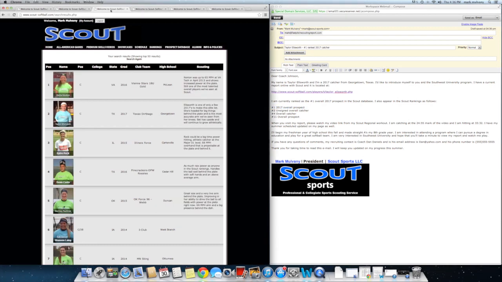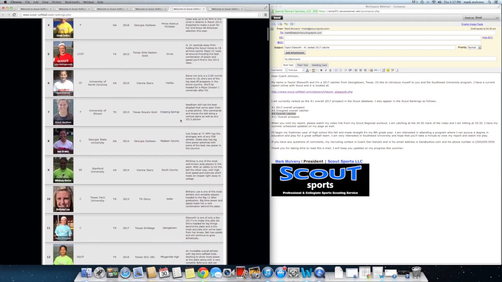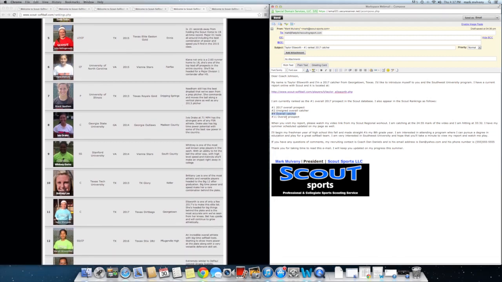The second place that we found Taylor was when we searched for unsigned overall catchers. In this list, Taylor's ranked second behind Bella Norton. And so as we look at the list, I include number 2 unsigned overall catcher. Since she was ranked high in the unsigned catcher list, we looked at all catchers and we factored in signed catchers. As you see here, she ranks just below a player 4 years older than her that will be on scholarship at Texas Tech in the Big 12 next year. So I include that I'm the number 4 overall catcher. And then because she was in the top 150, it's important that you let them know that she is the number 11 overall prospect in the database.